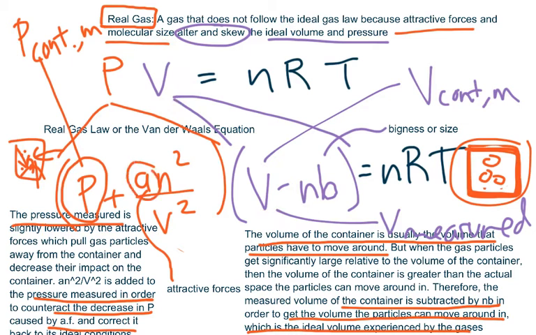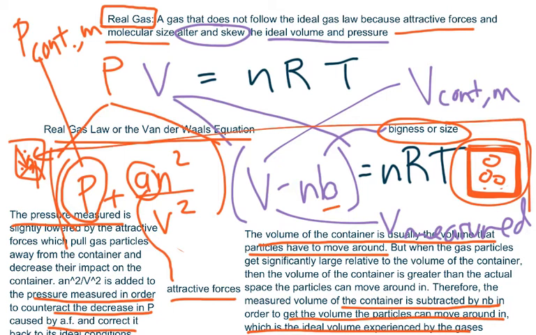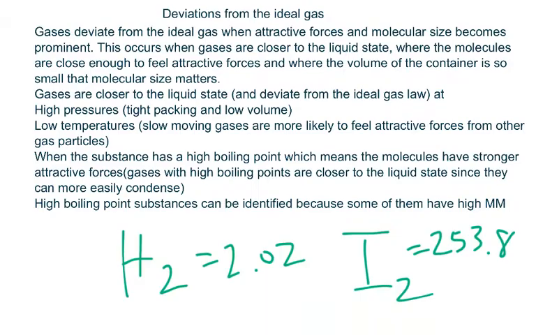Now, a is a coefficient that means attractive forces, and b stands for a coefficient that measures the sizes of the molecules, which can be thought of as the bigness of the molecules, and that's why it's b. So this is called the real gas law, or the van der Waals equation, and it's right here. And we will use it in a future question that will be coming up very soon. So let's go on to our next topic.